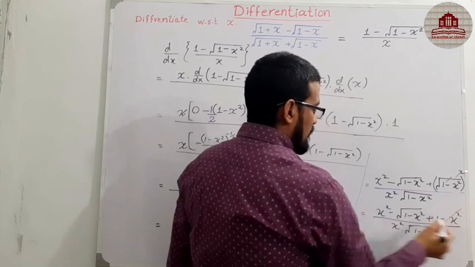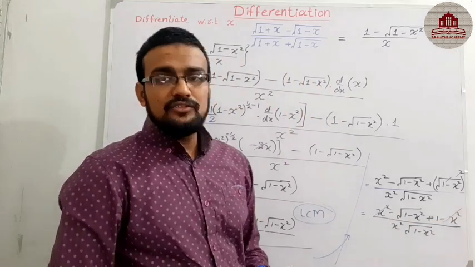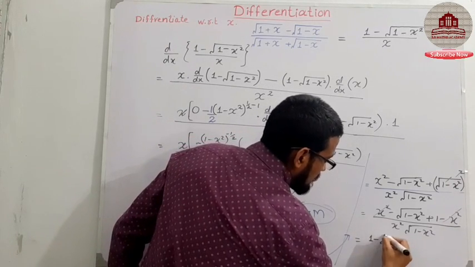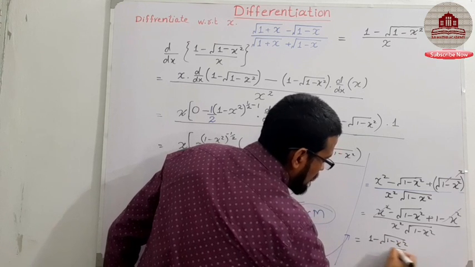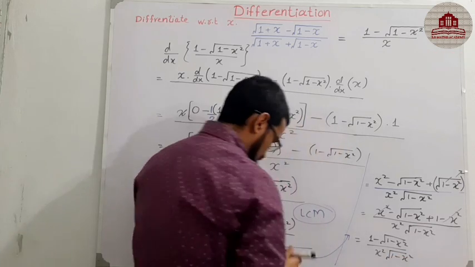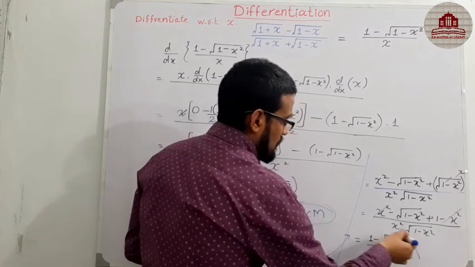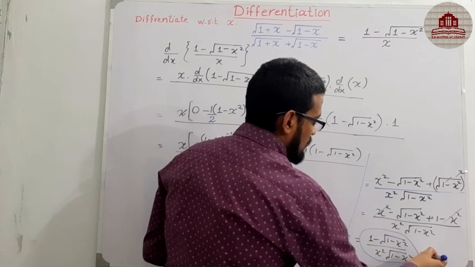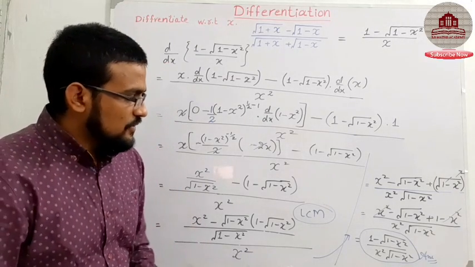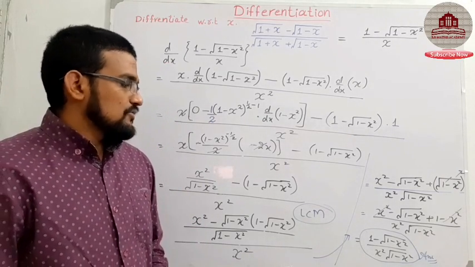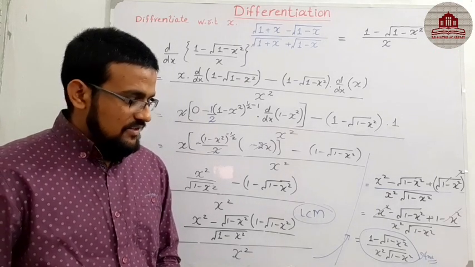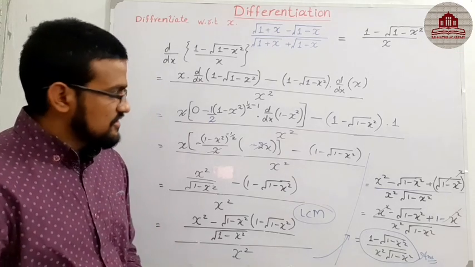And x square cancels with each other, and your final result is 1 minus x square over x square into 1 minus x square. Yes student, this is the final result, 1 minus the square root of 1 minus x square divided by x square into 1 minus x square, and this is our final result.